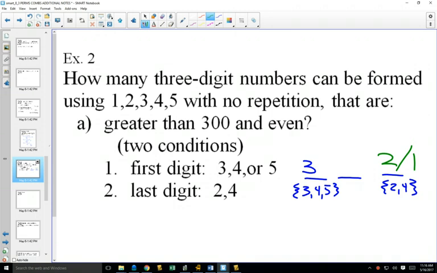So when we have 2 conditions and one of those choices in those conditions overlaps. So the problem here is the 4 is in the last restriction to make it even, and the 4 is in the first restriction to make it greater than 300.